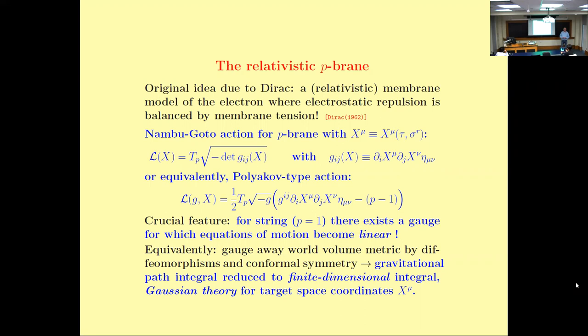In fact, the idea that extended objects could play a role in physics goes back to Dirac 60 years ago. He had the idea that the electron is a membrane, somehow a relativistic membrane, which is stabilized by the interplay between membrane tension, which tends to make the membrane contract, and the electrostatic repulsion.